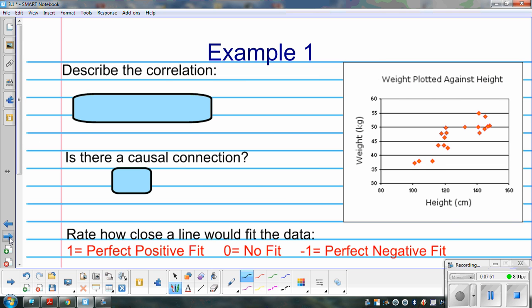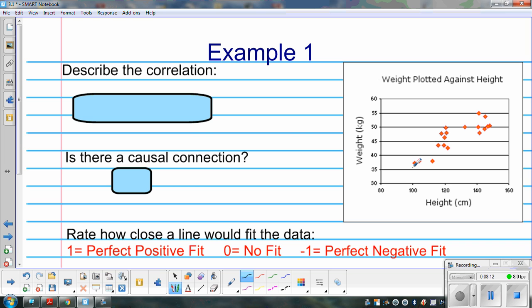Here's our first example. I'd like you to look here. We're comparing the height of something to its weight. You will notice the points are a rising line, so it's positive. The question is, would you say it's strong or weak? And would you say it is linear, quadratic, or exponential?